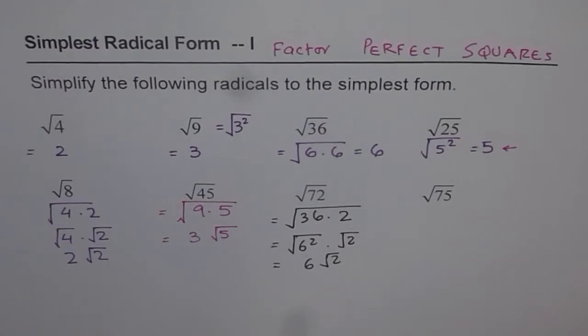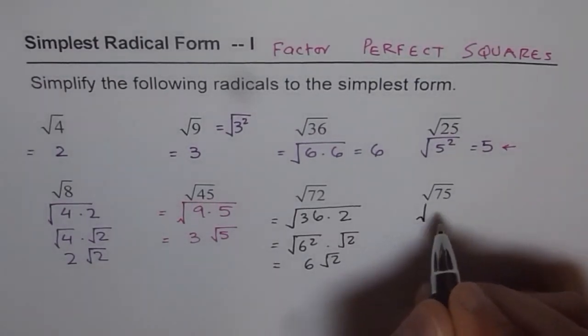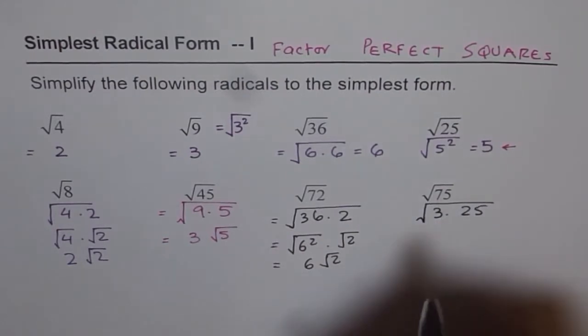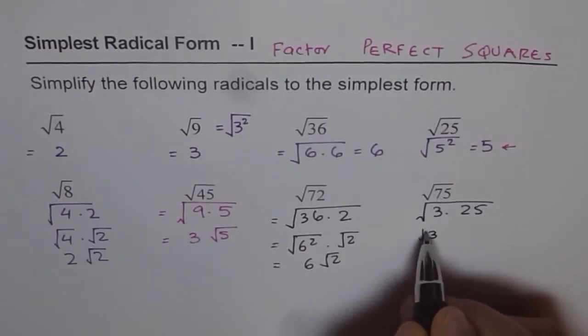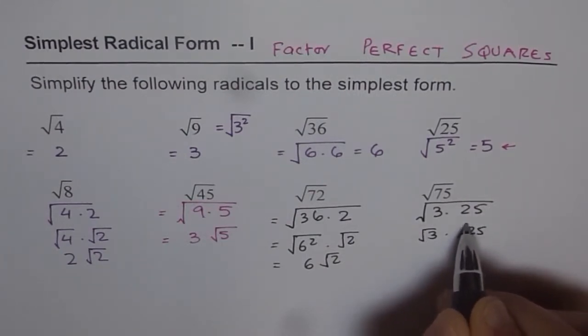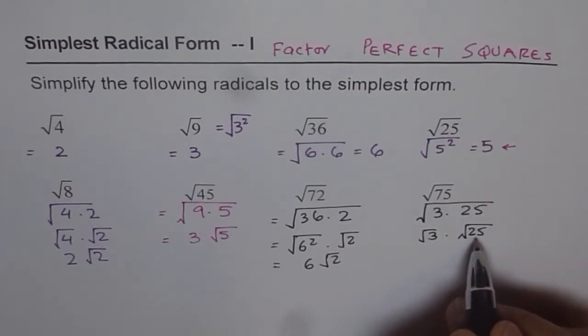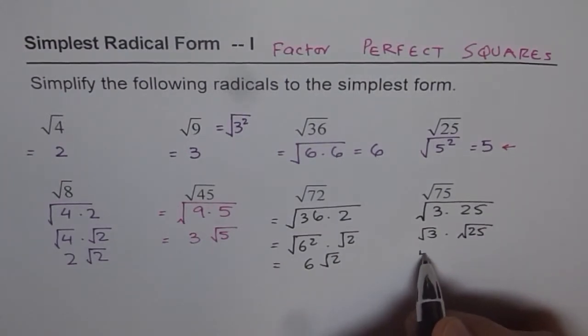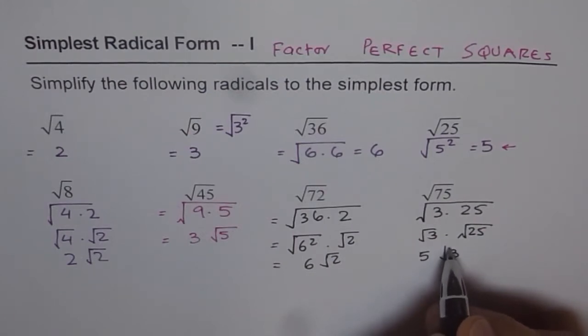72. How about 75? 3 times 25, that means square root of 3 times square root of 25, right? Now 25 is a perfect square. 5 squared is 25. So we could write this as 5 square root of 3.